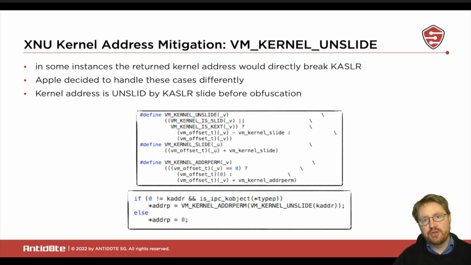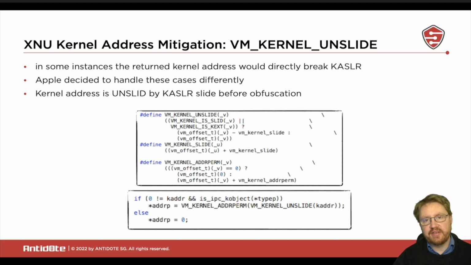The problem here is that this is a pointer inside the main kernel, and let's assume you could break the obfuscation for whatever reason, then you would automatically have broken KSLR as well, because you would know the decoded pointer and you would know the original pointer from the original unslid binary. For these cases, Apple created a second case where they have the macro VM_KERNEL_UNSLIDE.